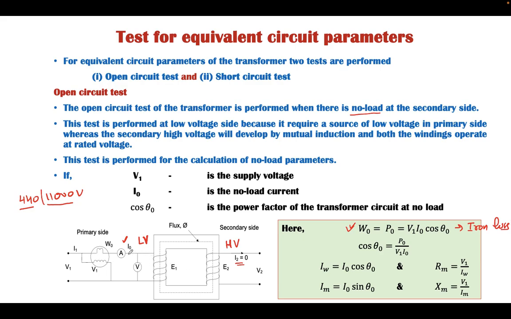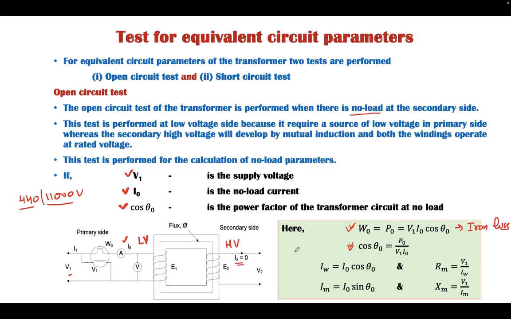Now, knowing the value of current, we can measure the voltage in the primary side, that is the applied voltage V, and the reading of the wattmeter, that is the power consumed by the transformer, because from the supply side we can say the transformer in itself is a load, because the current is flowing through the complete path. Hence we can find out the power factor of the transformer at no load, if V1 is the supply voltage, I1 is the no load current, and cos of theta is the power factor of the transformer at no load.